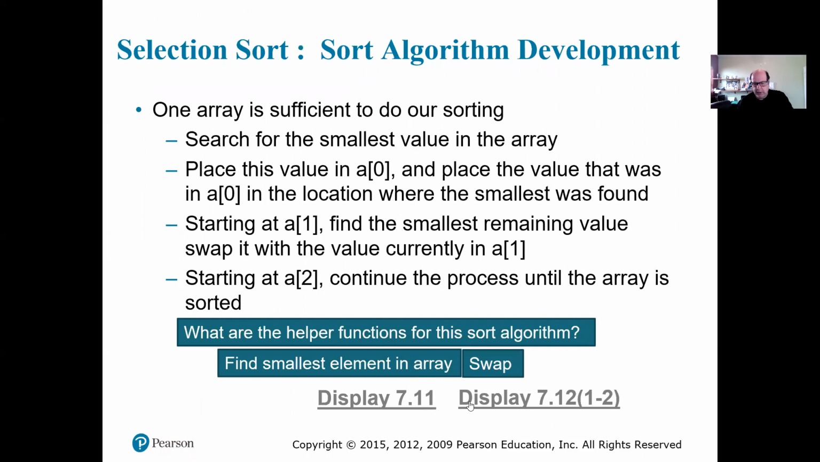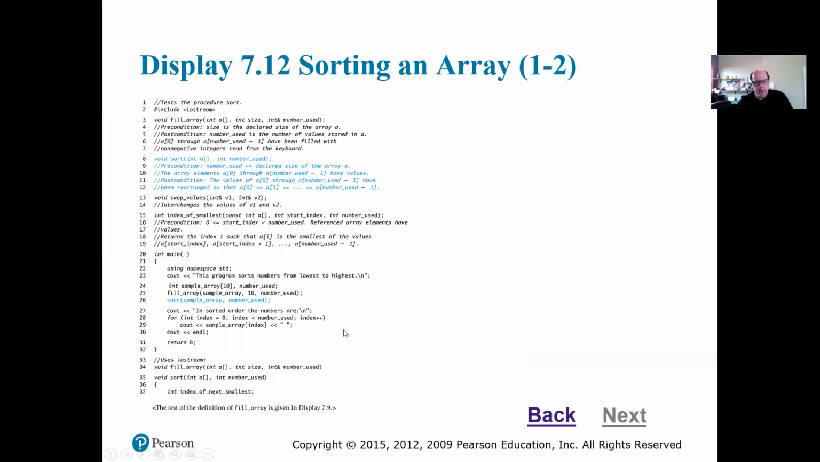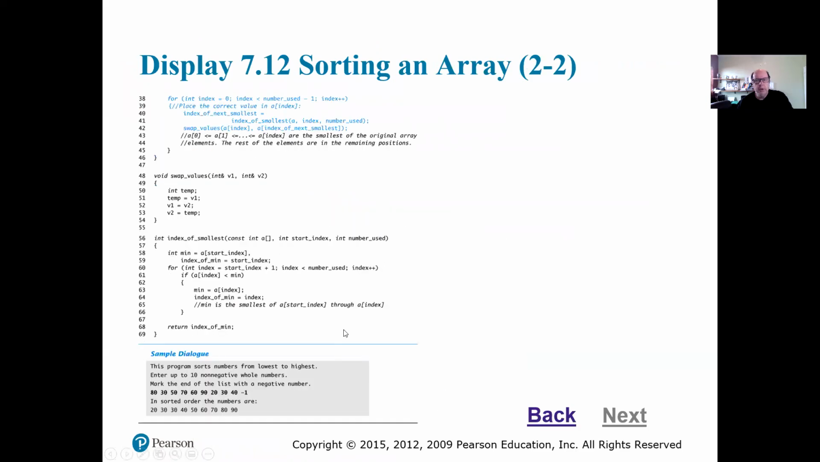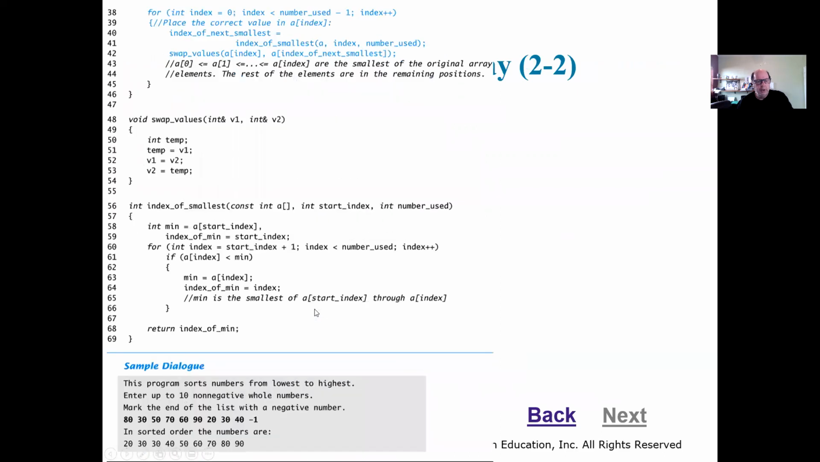What else do I want to say about this? Let's go back to this one. And yeah. So my sort is right here. That's my sort on the top right here. We are starting with index 0. We go to less than number used - 1. So we don't go all the way to the end. We're going to stop 1 before the end.